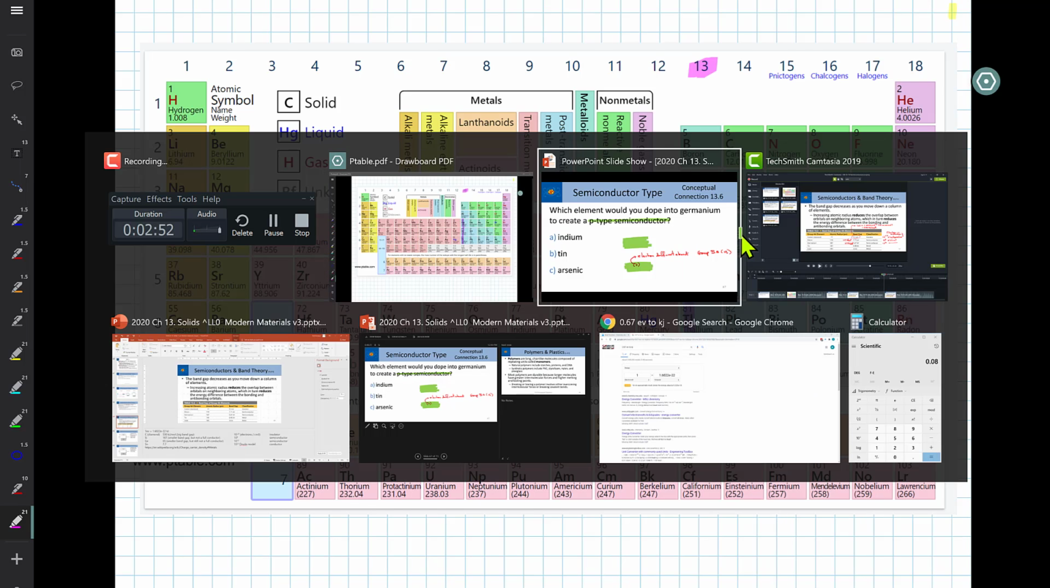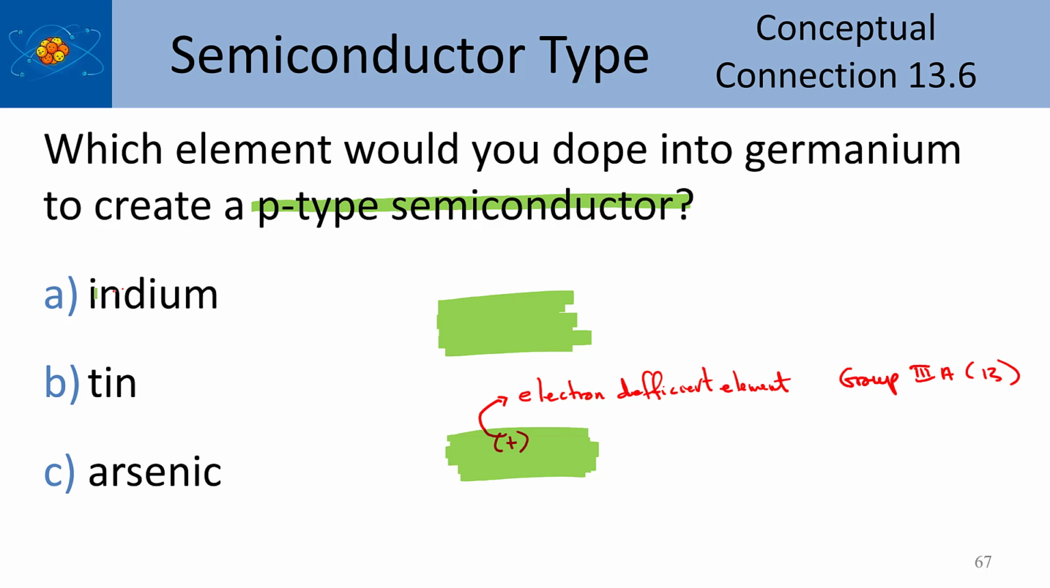So in our choices, we have indium as one of our choices. So that's most likely the dopant for the germanium to make the p-type semiconductor. If it has extra electrons, then it would make an n-type semiconductor.